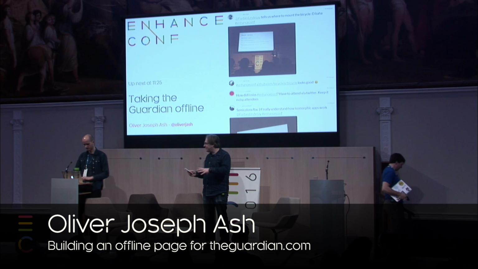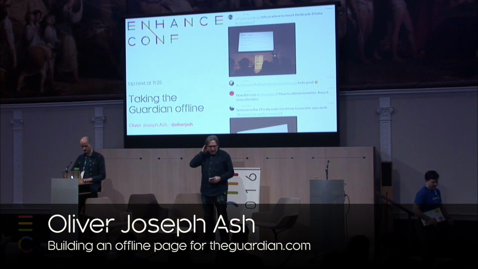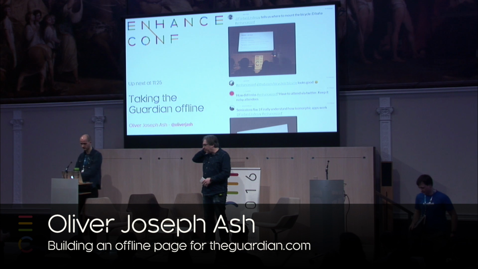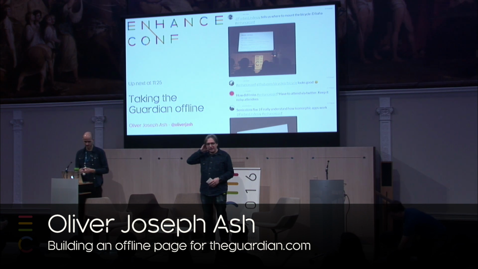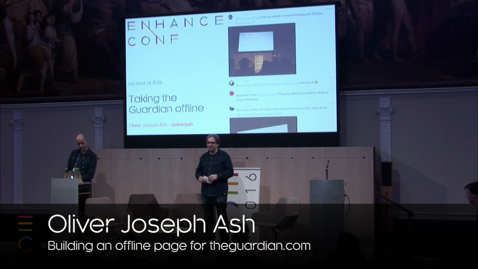Right now, let's get effectively a case study, really, some working code. Oliver Joseph Ash is a developer at The Guardian, and you might have seen that The Guardian have a very adorable offline page for those situations when you just can't predict when the network's going to fail. And he's going to talk through it now.